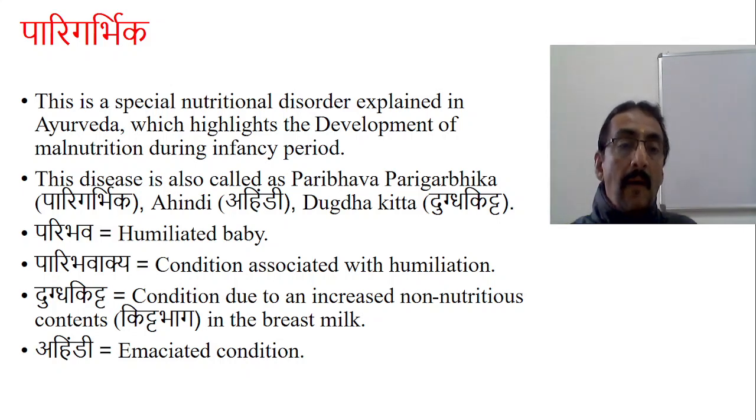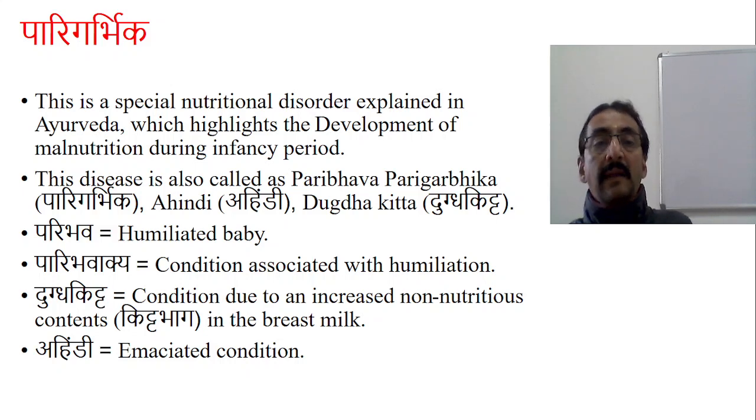Now again, all the synonyms have to be taken together to understand the meaning. For example, Paribhava is a disease condition where the main symptom is always humiliation of the baby, which may be because of non-nutritious breast milk consumption for a continuous period, resulting in an emaciated condition. So this may be a probable definition that we can derive for Parigarbhika depending upon the synonyms given here.